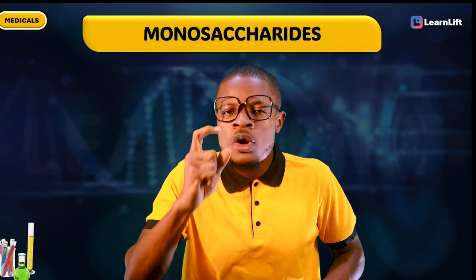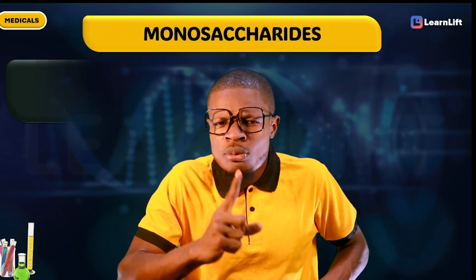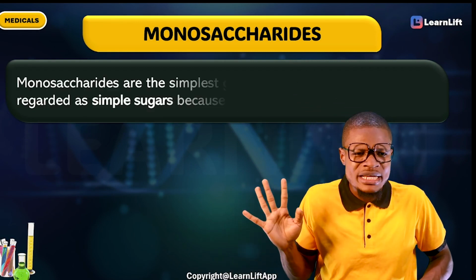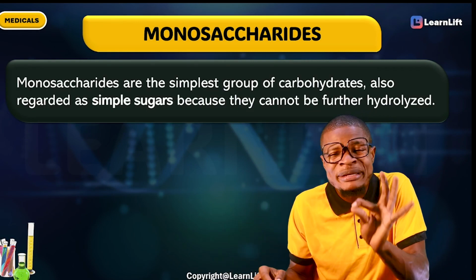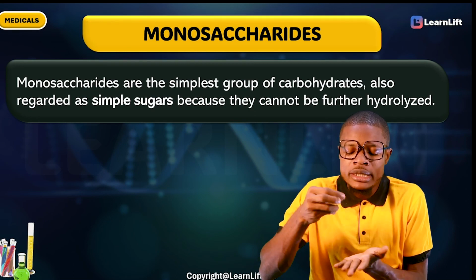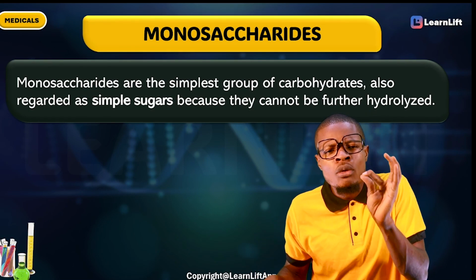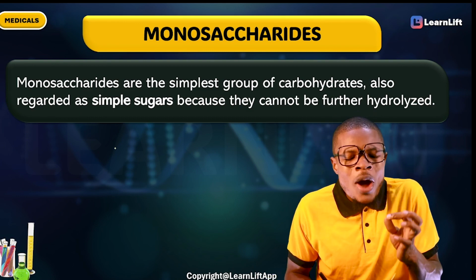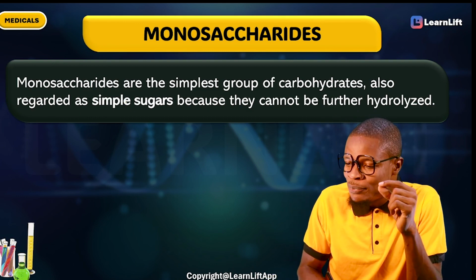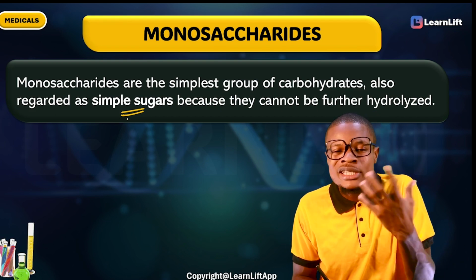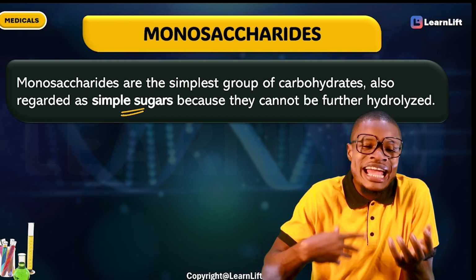Now, this is it. Under your monosaccharides, what you must understand here is very simple and direct. Monosaccharides are the simplest group of carbohydrates. So, the simplest of all carbohydrates is called monosaccharides. We call your monosaccharide simple sugar. Why do we call monosaccharide simple sugar? Of course, these guys are called simple sugar because they cannot be further hydrolyzed.